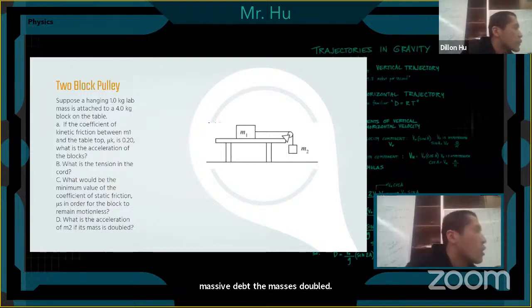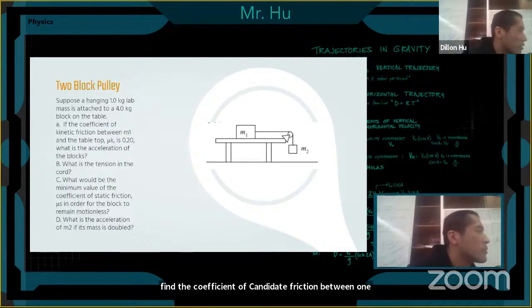Okay, so let's first start with A. So let's first find the acceleration of the blocks given the coefficient of kinetic friction between M1 and the tabletop. You may need to figure out the tension as well.